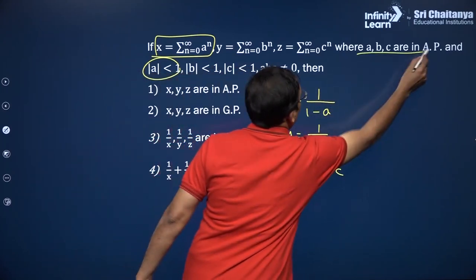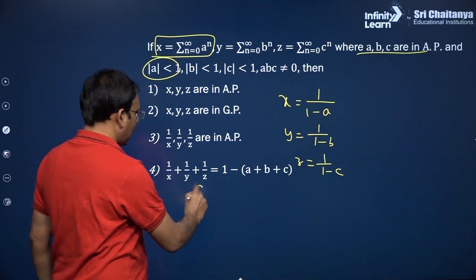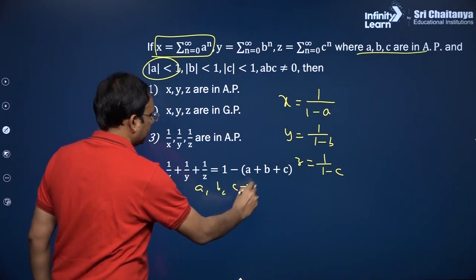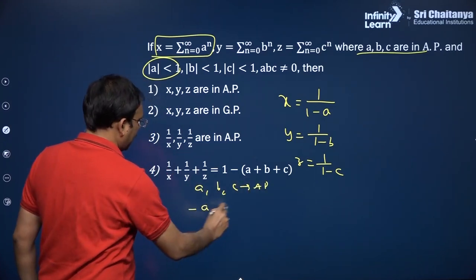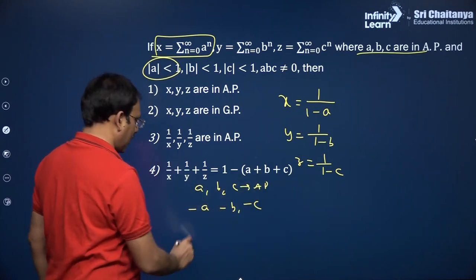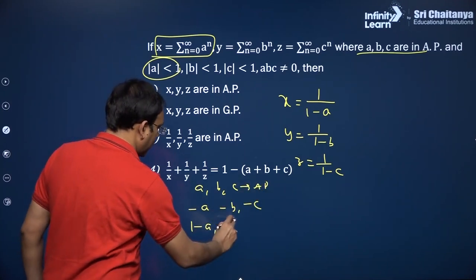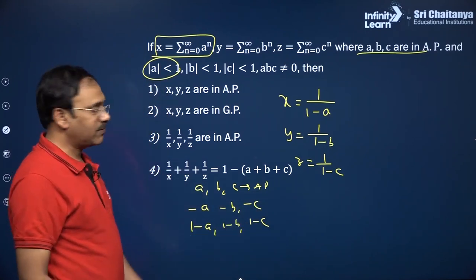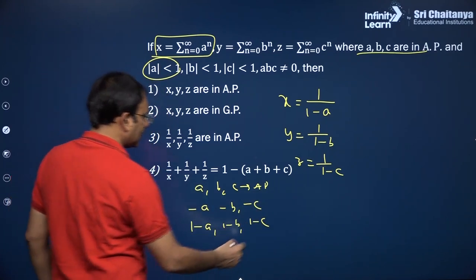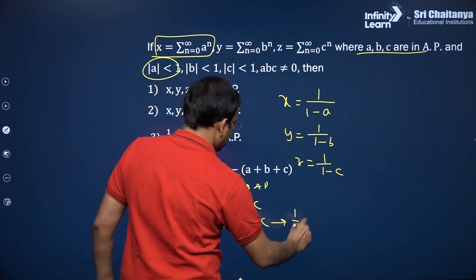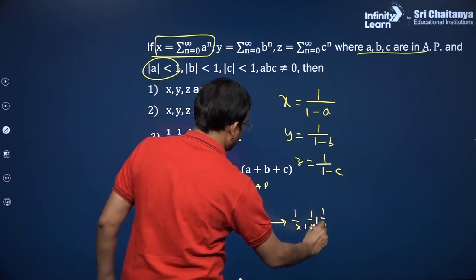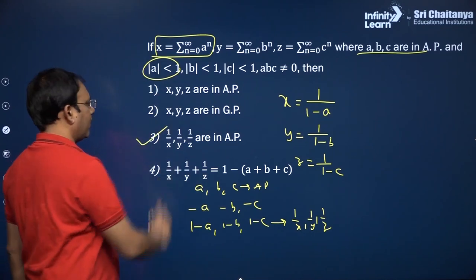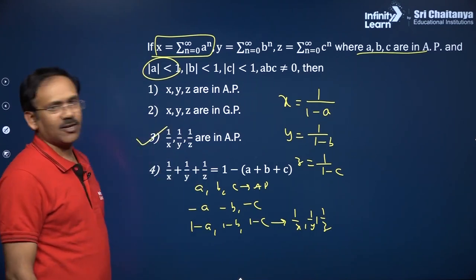Given that a, b, c are in AP, if a, b, c are in AP, my dear friends, you see minus a, minus b, minus c also in AP, 1 minus a, 1 minus b, 1 minus c will also be in AP. So the reciprocals will be in AP, so these are nothing but we can say 1 by x, 1 by y, 1 by z according to the problem. So 1 by x, 1 by y, 1 by z are in AP is the right answer.